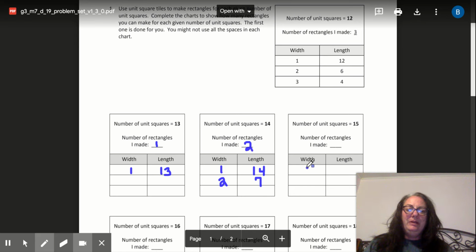15. We have 1 times 15. 2 will not go into 15. 3 will go into 15 by multiplying by 5. 4 will not go into 15. We already got 5. 6 will not go into 15. 7, 8, or 9 will not go into 15. So we made 2 rectangles here.